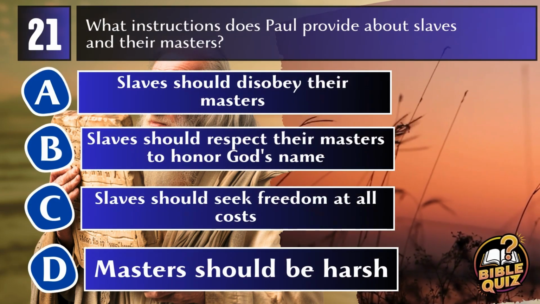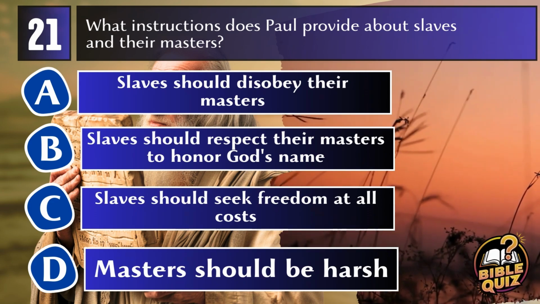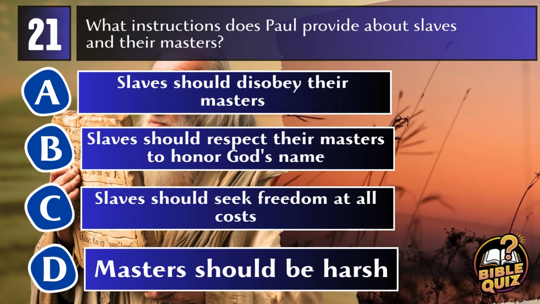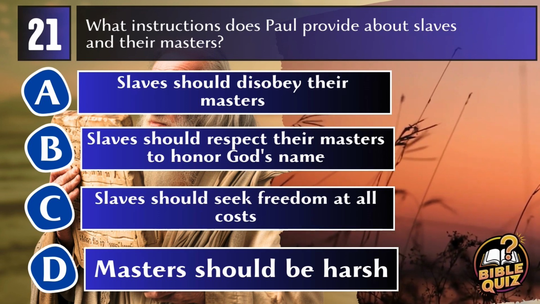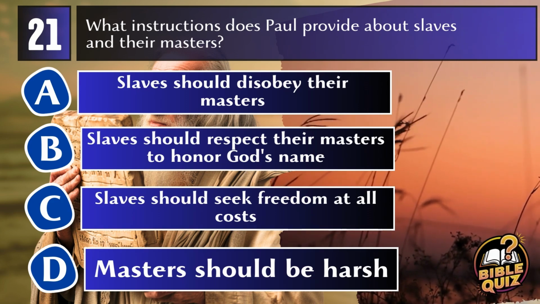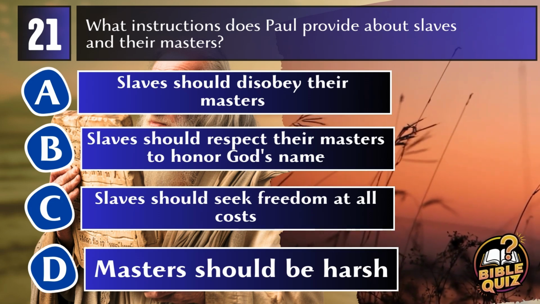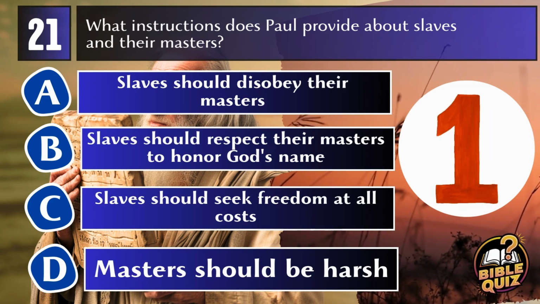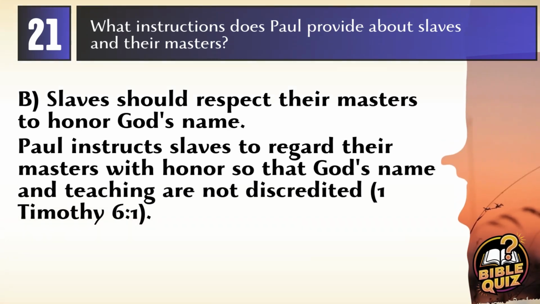Question 21. What instructions does Paul provide about slaves and their masters? A. Slaves should disobey their masters. B. Slaves should respect their masters to honor God's name. C. Slaves should seek freedom at all costs. D. Masters should be harsh. Answer B. Slaves should respect their masters to honor God's name. Paul instructs slaves to regard their masters as worthy of all honor so that God's name and the teaching may not be blasphemed. 1 Timothy 6:1.